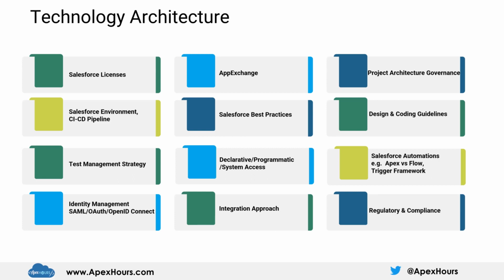The project architecture governance. I'm not talking about project management, but about project architecture, where you might have to set up an architectural review board, so that when your tech leads work on a particular solutioning, you can review those solutions and guide them accordingly. As a part of that project architecture, you can also have Salesforce best practices, design and coding guidelines that can be leveraged by the tech leads, so that the implementation will be smoother in a later phase.